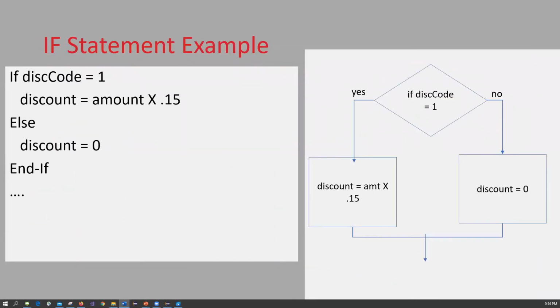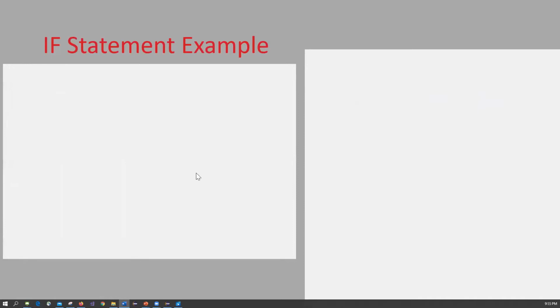Okay, so let's say we have a discount code. So maybe your customers are given a discount code, and if they have a discount code of 1, we're going to give them a 15% discount. Any other discount code is going to give a discount of 0. Okay, so let's take a look.